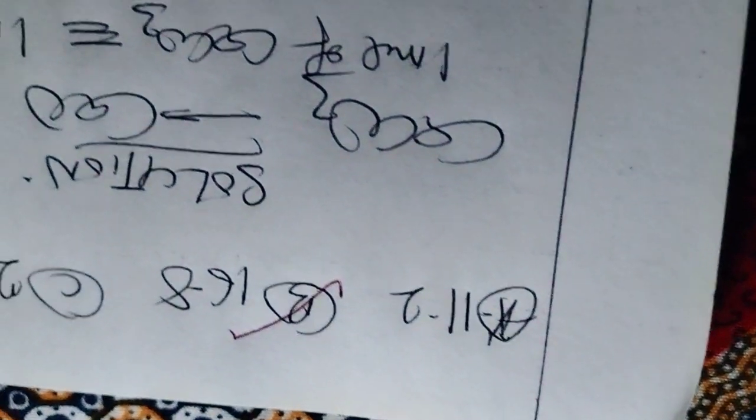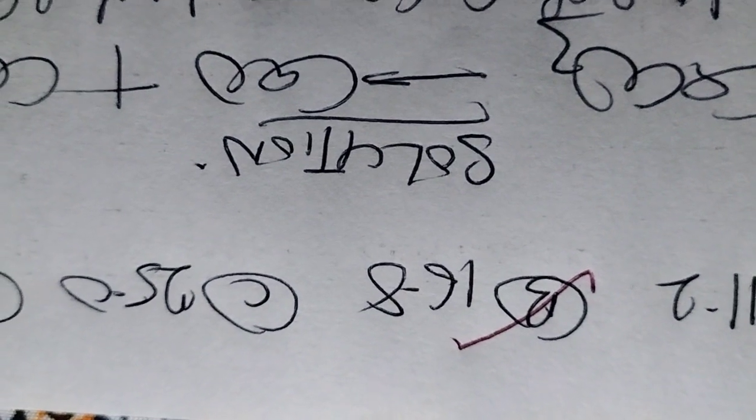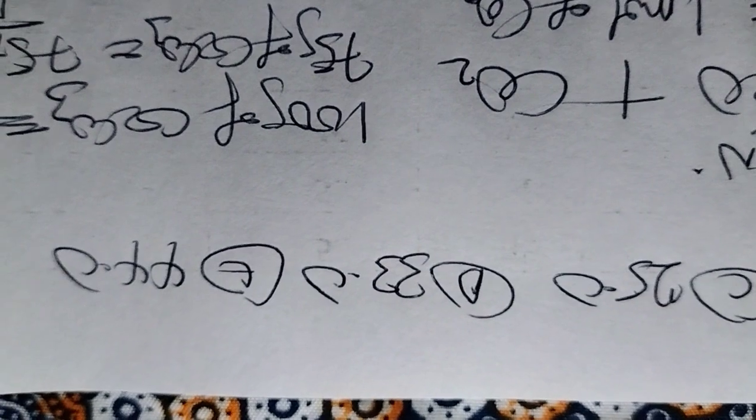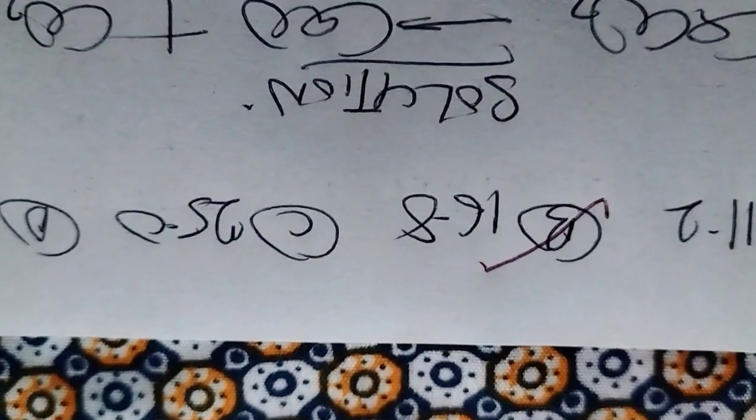Number 16 says calculate the volume in dm cube of carbon IV oxide formed when 75 grams of calcium trioxocarbonate IV is decomposed by heat. Option A 11.2, option B 16.8, option C, 25.0, option D, 33.0, option E, 44.0. The answer to number 16 is 16.8.